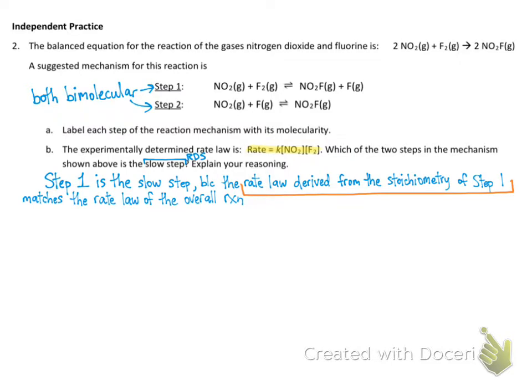It's just that key phrase again, right? The rate law that's derived from the stoichiometry of step 1, aka your slow step or rate determining step, it matches the rate law of the overall reaction. Well, the experimentally determined rate law of the overall reaction. I should add that. And there you have it.